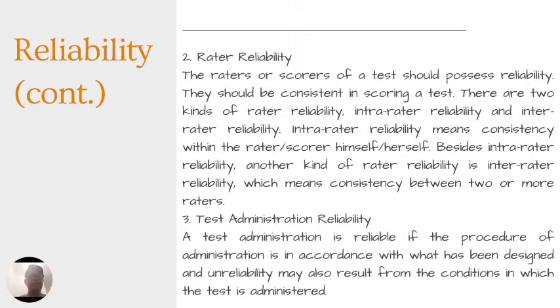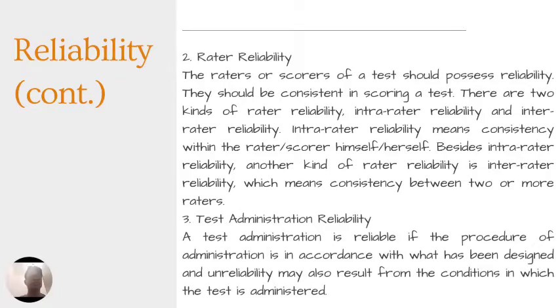The raters or scorers of a test should possess reliability, and this is about rater reliability. They should be consistent in scoring a test. There are 2 kinds of rater reliability, intra-rater reliability and inter-rater reliability. Intra-rater reliability means consistency within the rater or scorer himself or herself. Besides intra-rater reliability, another kind of rater reliability is inter-rater reliability, which means consistency between 2 or more raters.